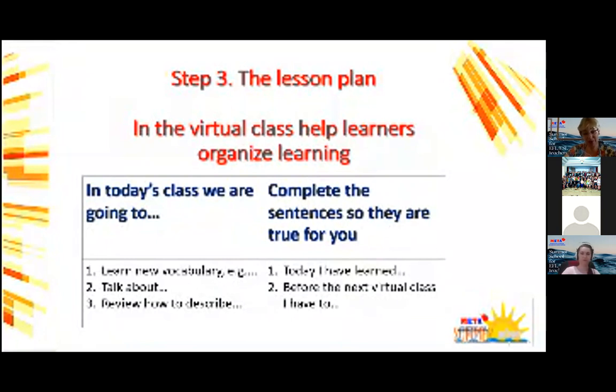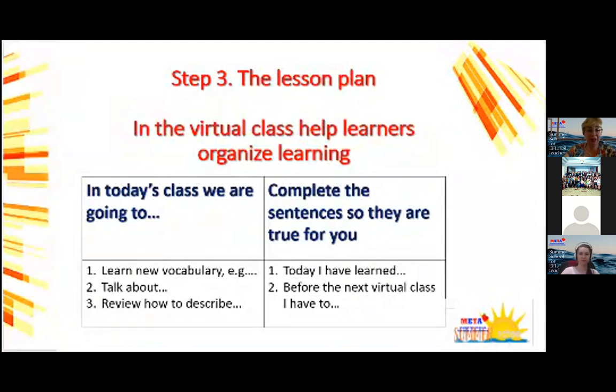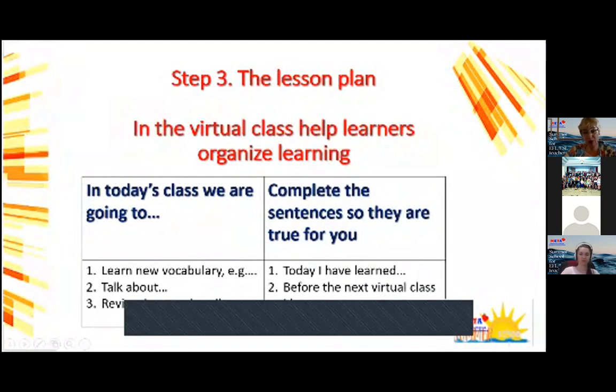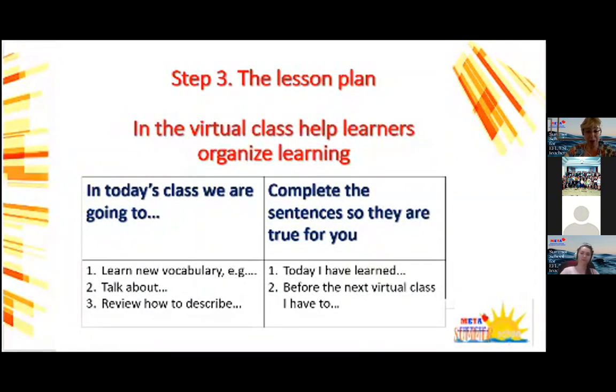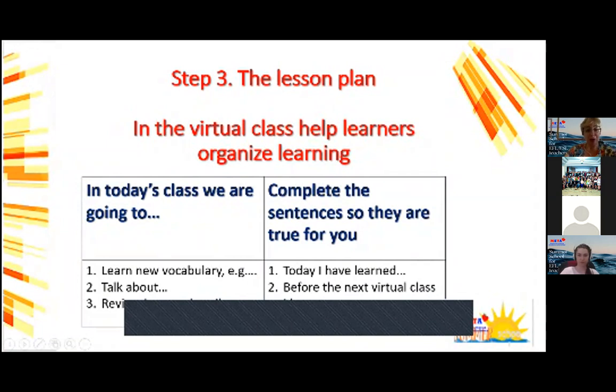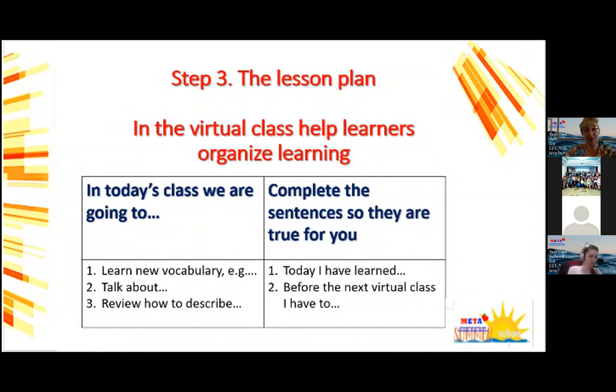And in this part, it's a part of the checklist. What they have done today. And the students can complete the checklists. For example, today I have learned, or before the next virtual class, I have to do so and so. And which homework they should do. To give them the homework or not to give, it's up to you. Some students don't want to do their homework, but you can just tell them, if you don't want to do your homework, it's your responsibility.